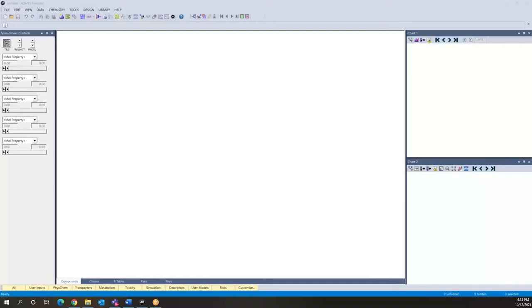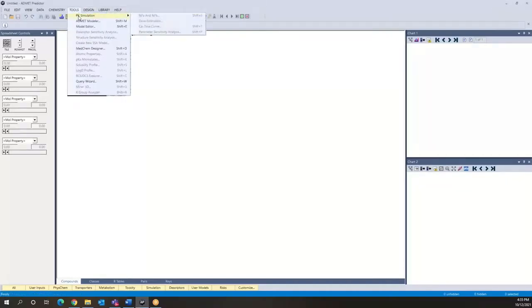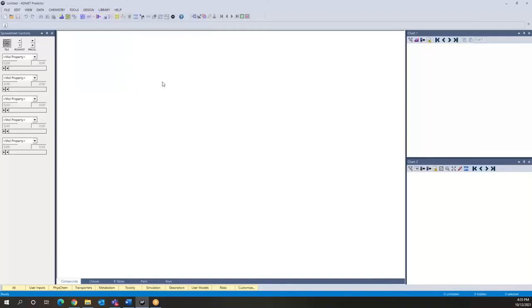The HTPK tools can be found under Tools and PK Simulation. You will see in the side menu here %FA and %FB, dose estimation, CP time curve, and parameter sensitivity analysis. Now they're grayed out because I don't have any data set loaded. They're also grayed out in the icons. So we have icons for %FA, dose estimation, CP time curve, and parameter sensitivity analysis.